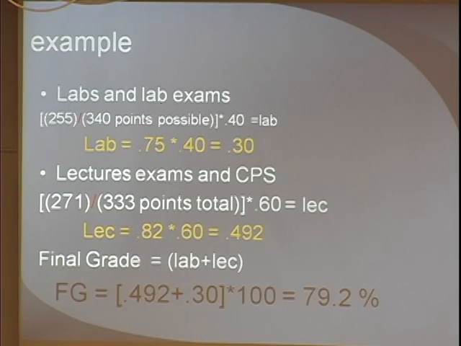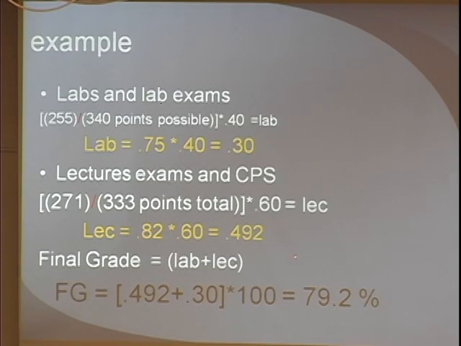So in any case, let's say someone got 255 points, you divide that by 340, multiply that by 40%. That scales to 30 points, roughly, or exactly, to your lab grade, or your contribution from your lab grade.